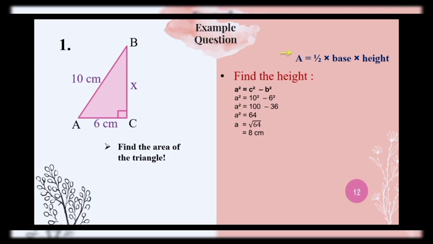Next, a squared equals 10 squared minus 6 squared. So a squared equals 64, and the value of a equals the root of 64, which equals 8 centimeters. So the value of height is 8 centimeters. And next, we will find the area of the triangle, and the formula is a half times base times height, which equals a half times 6 times 8, which equals 24 centimeters. So the area of the triangle is 24 centimeters.